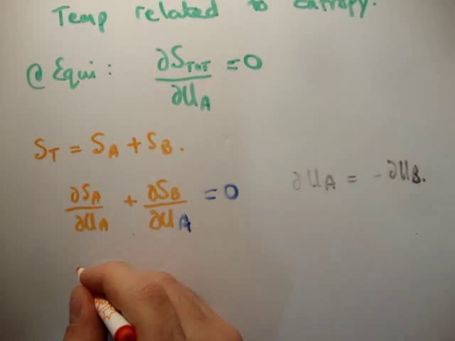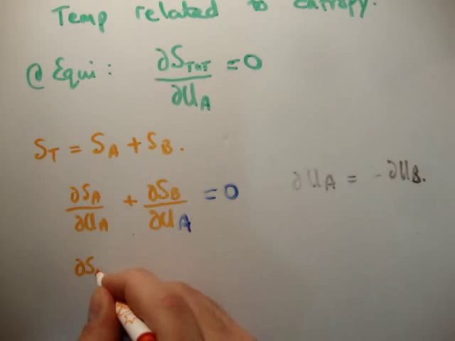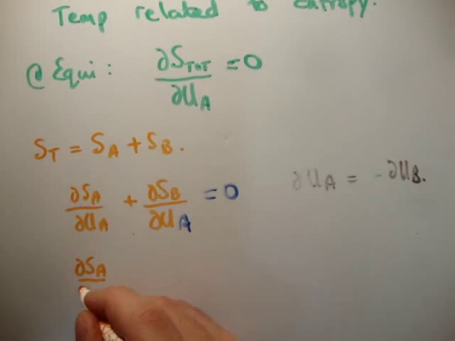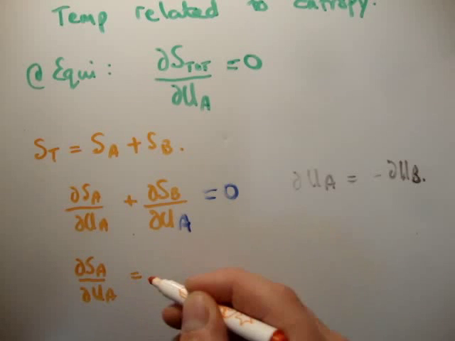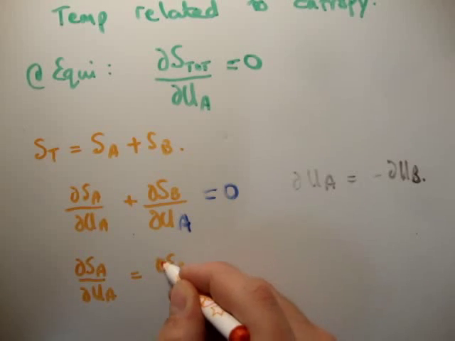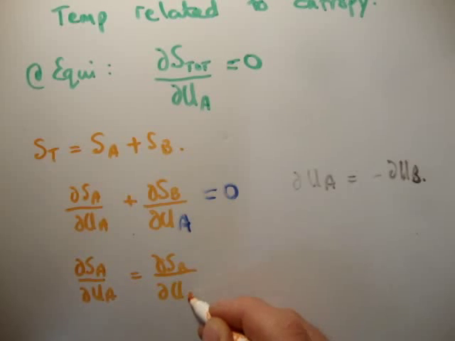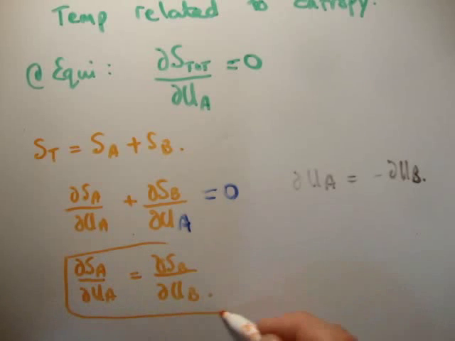So as a result, we can rearrange this and say del S_A over del U_A is equal to del S_B over del U_B. So we know that is the condition for equilibrium between two bodies. When two bodies are in equilibrium, the slope of their entropy versus energy graph is equal for both bodies. That's what this means.